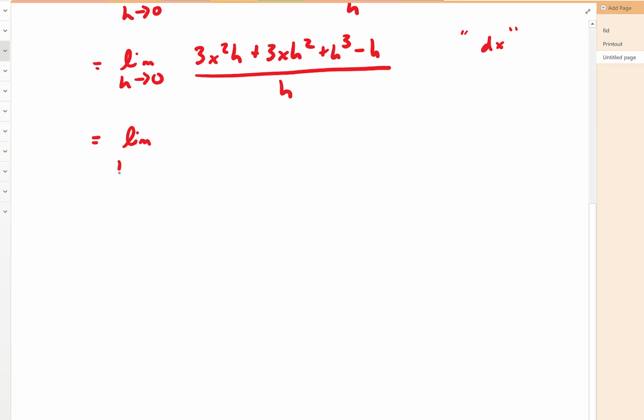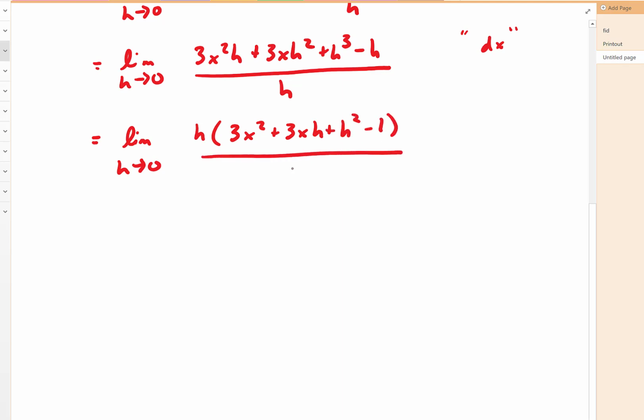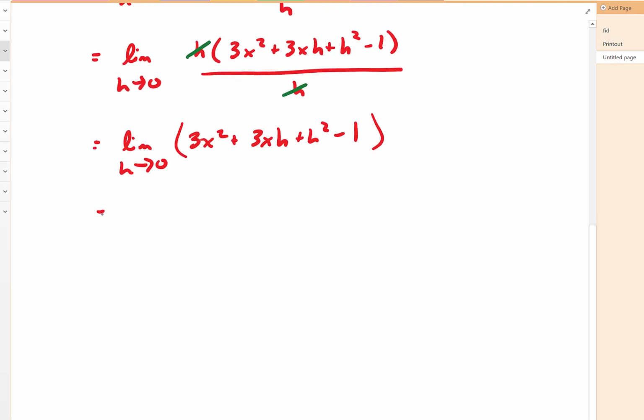So we've got the limit as h approaches 0 of factoring out an h. I factored an h out of each of those terms. And then we can divide out those two h's. So we're left with the limit as h approaches 0 of 3x squared plus 3xh plus h squared minus 1. And now the factor h in the denominator that was preventing us from being able to do direct substitution has been removed from the problem. And we can now simply evaluate this limit through direct substitution.